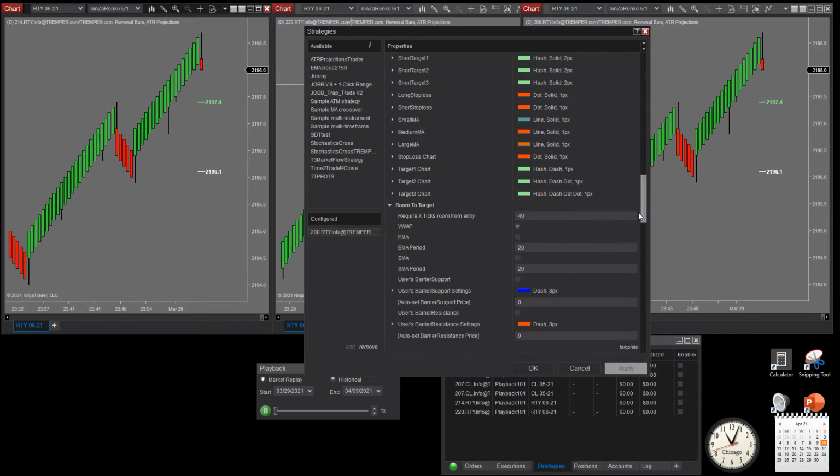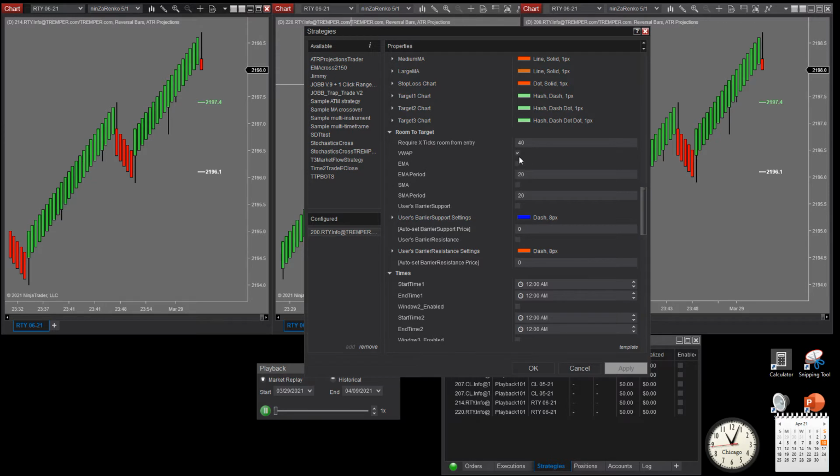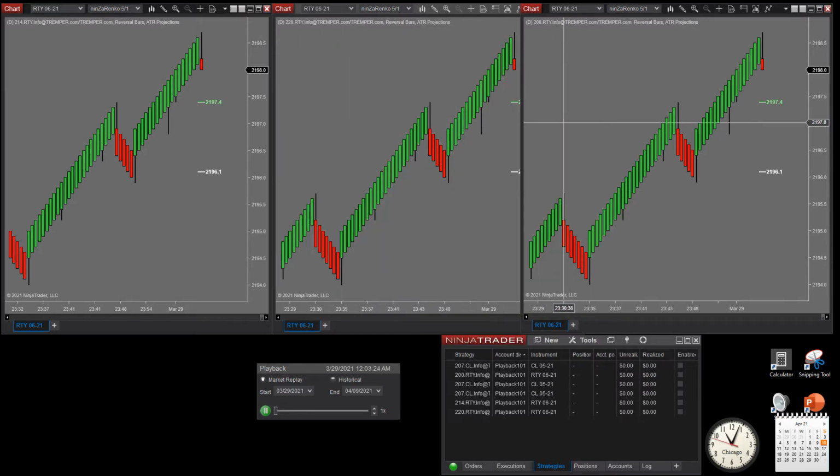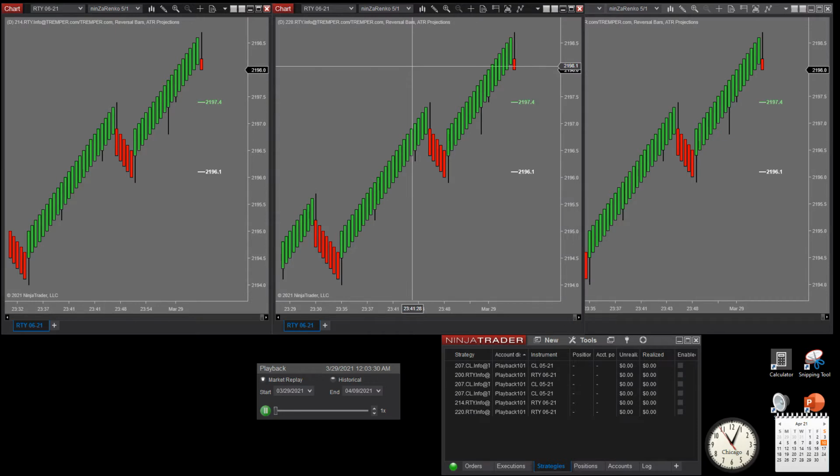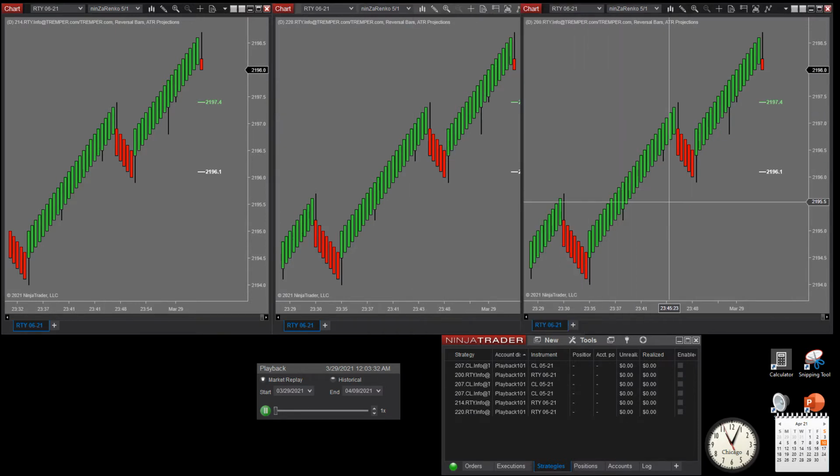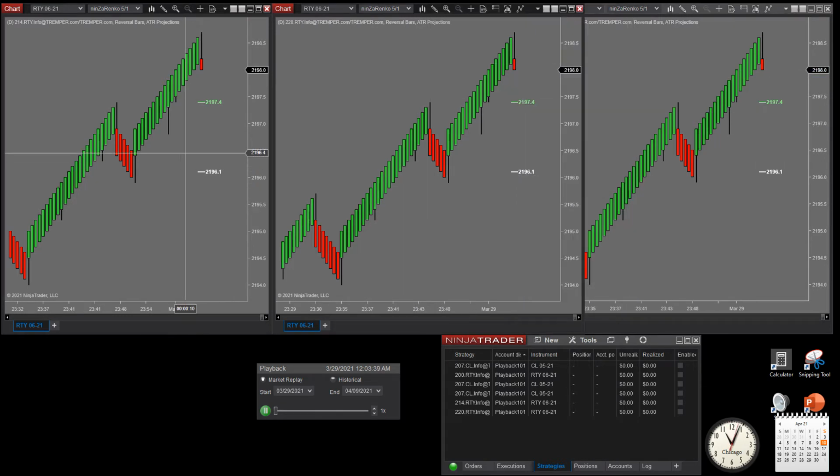Again, I have 40 ticks plotting the VWAP, and I just want to see if I get the same trades. I should get the same trades here, but if I get one on the one that plots it, and I don't get one on the one that doesn't plot it, well then that is an issue.